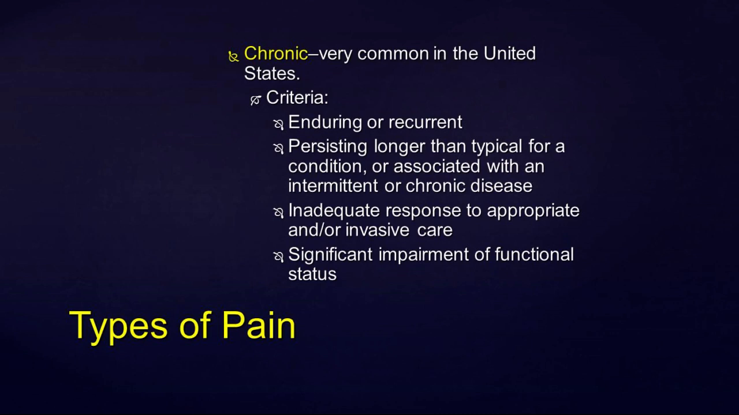Or sometimes it's associated with an intermittent or chronic disease. So if you have some other chronic disease process going on, you might have chronic pain associated with it. Sometimes your body has an inadequate response to appropriate care or invasive care. In other words, your immune system and your inflammatory process just aren't up to the task, and so you end up with chronic pain. But a lot of times chronic pain can result in a significant impairment of functional status.